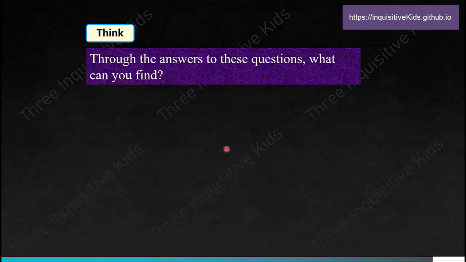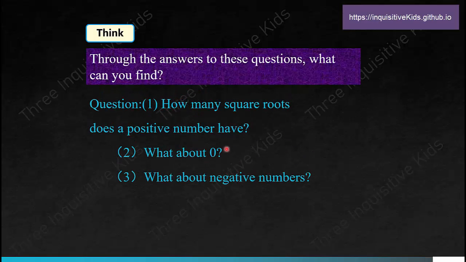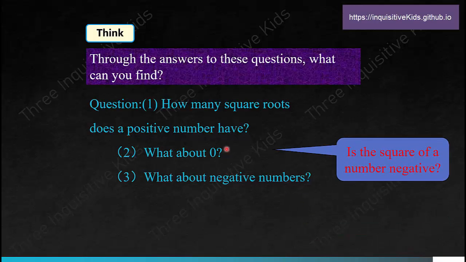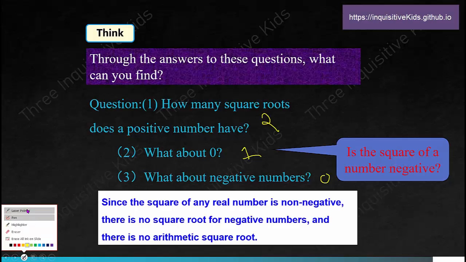So through the answers to these questions, what can you find? First question, how many square roots does a positive number have? What about 0? What about negative numbers? Now we just went over this. Positive numbers, like 4, have 2. For 0, just 1, that's just 0. For negative numbers, there are 0. Well, unless you get to high school and start learning about imaginary numbers, but I'm not going to get that complex right now.